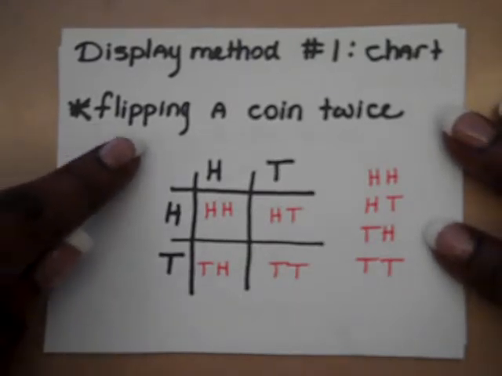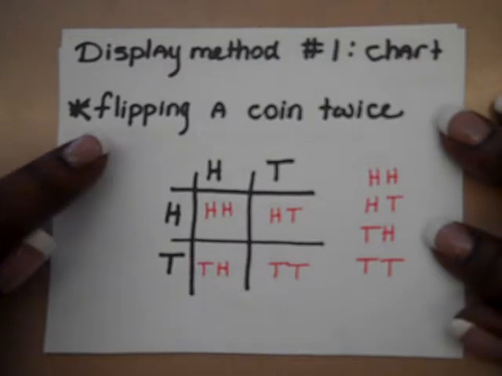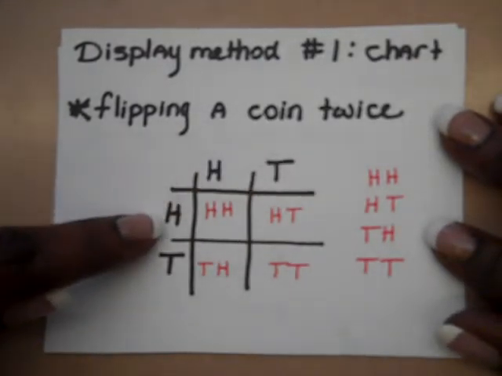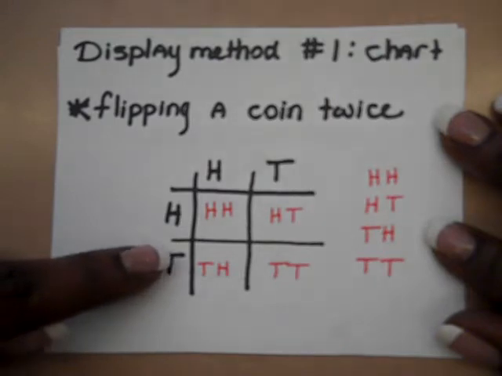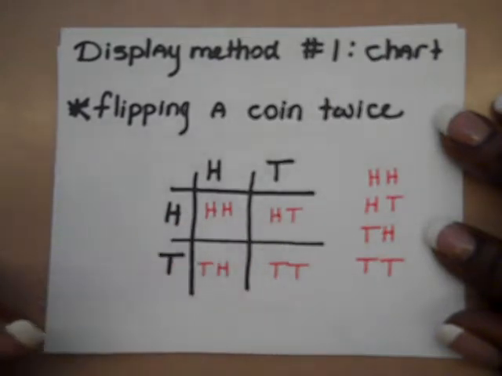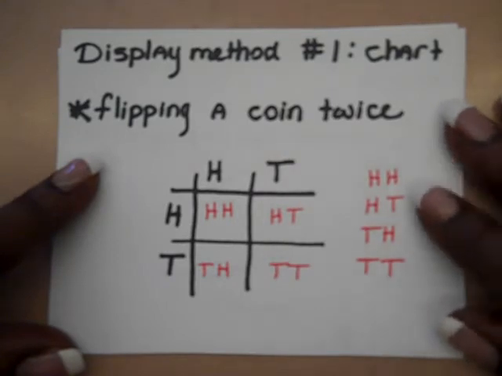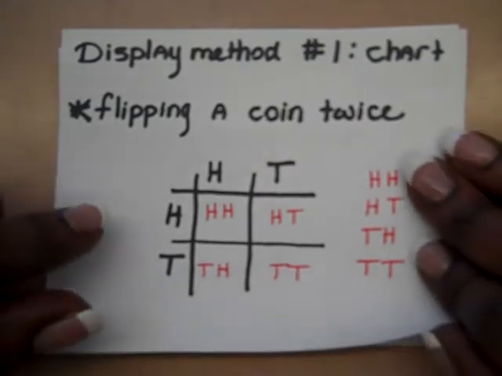For example, if you're flipping a coin twice, you would list all the possibilities across one side of the chart and all the possibilities on the other. Therefore, you can see that if you're flipping a coin 2 times, there's 4 possible outcomes or 4 possible arrangements.